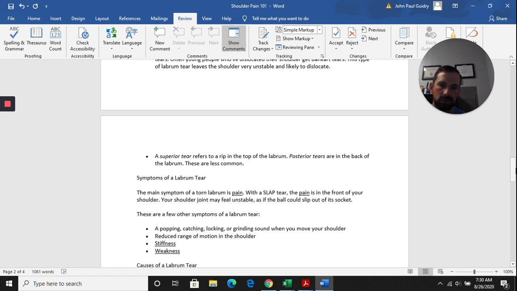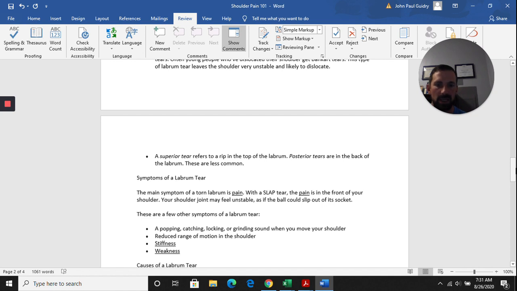So symptoms, again, these symptoms can be confused with a lot of other things, so these aren't a guarantee. If you have these symptoms, this is what you have. But obviously pain is going to be a big symptom. Generally it's going to be pain in the front of the shoulder. You're going to feel some instability, popping. You may have the shoulder kind of move in and out of the socket, or you have excess movement.